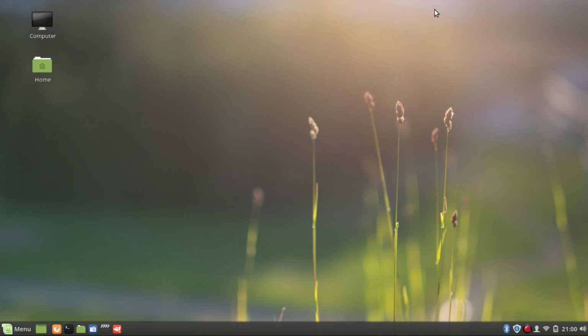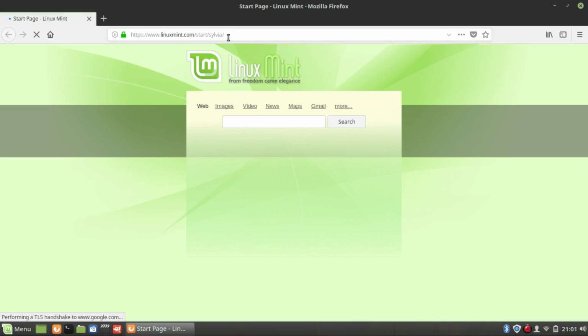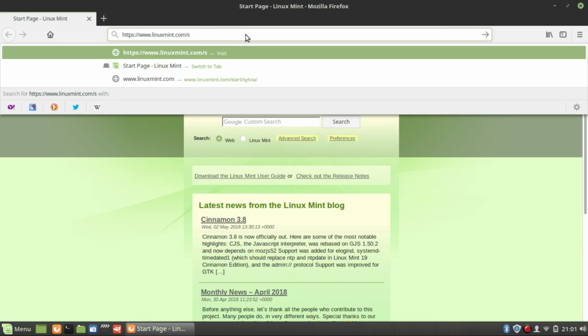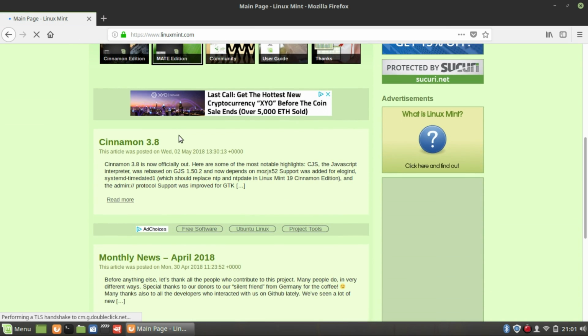I mean, it's not a bad distro. It's just some bugs need to be worked out. It's a little bit outdated, of course, because I don't think they've even got Cinnamon. I think they're on 3.2 now. Let me actually look at that on the Linux Mint website. So we can go ahead and look at that. Okay, Cinnamon 3.8, that's what it is.